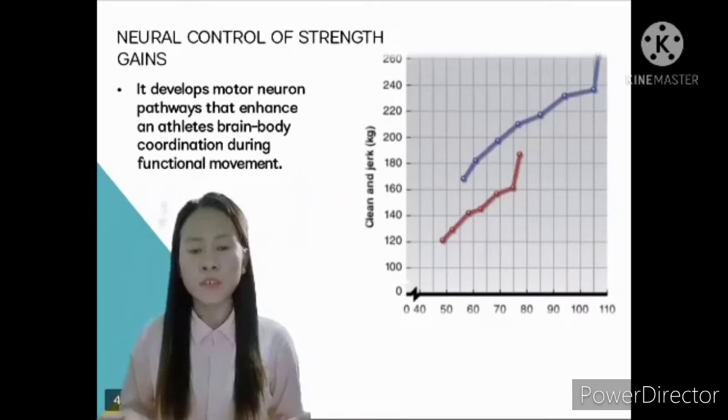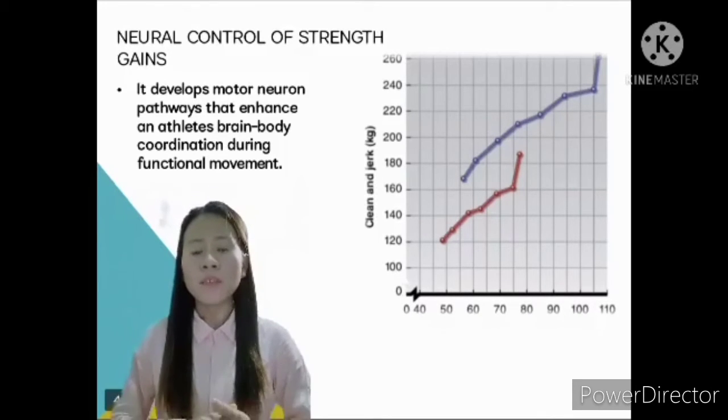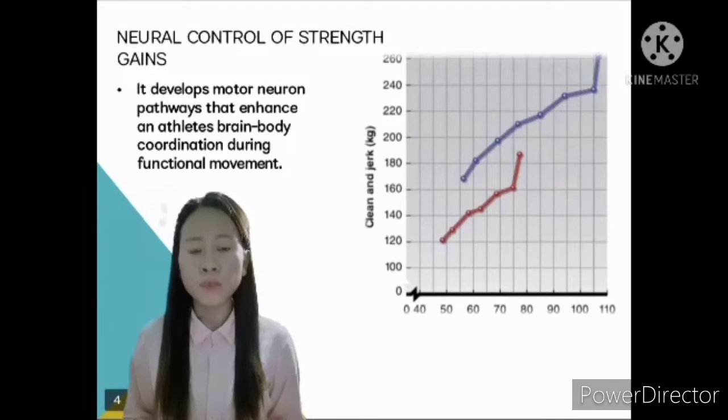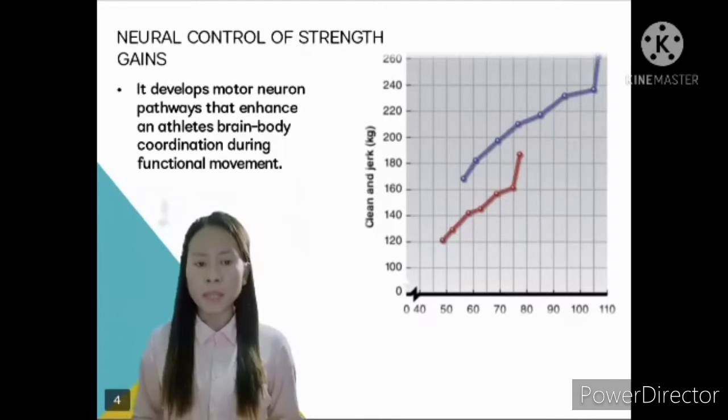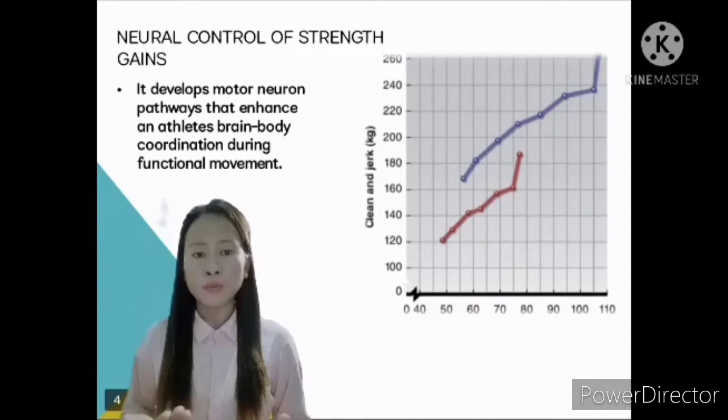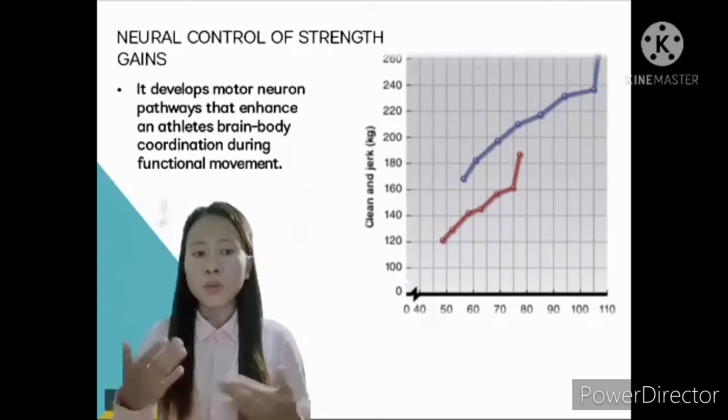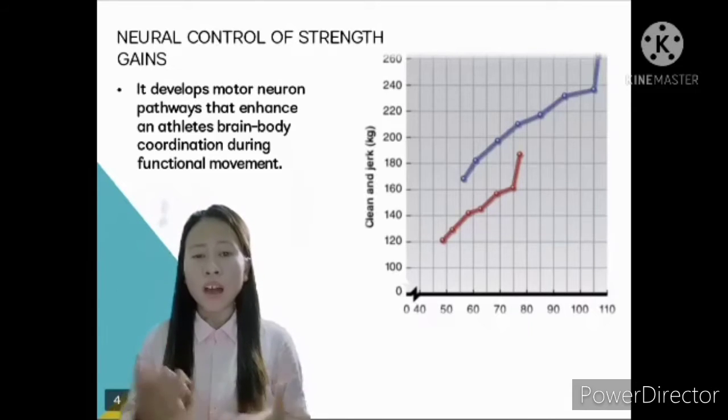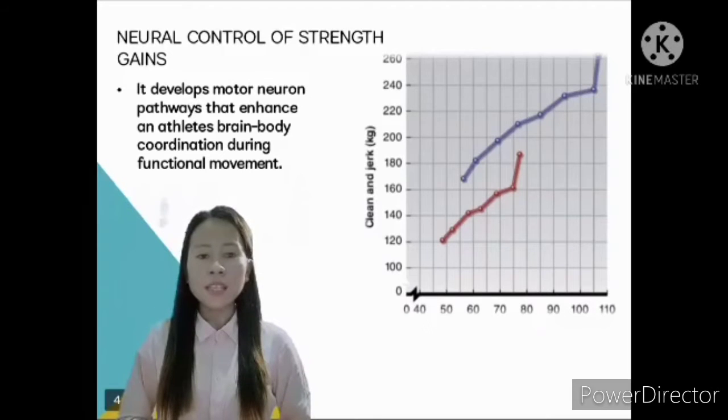Neural control of strength gain. It develops motor neuron pathways that enhance an athlete's brain-body coordination during functional movements. Motor unit recruitment, stimulation frequency, and other neural factors are also important to strength gains. So, this is the line graph of neural control of strength gains.